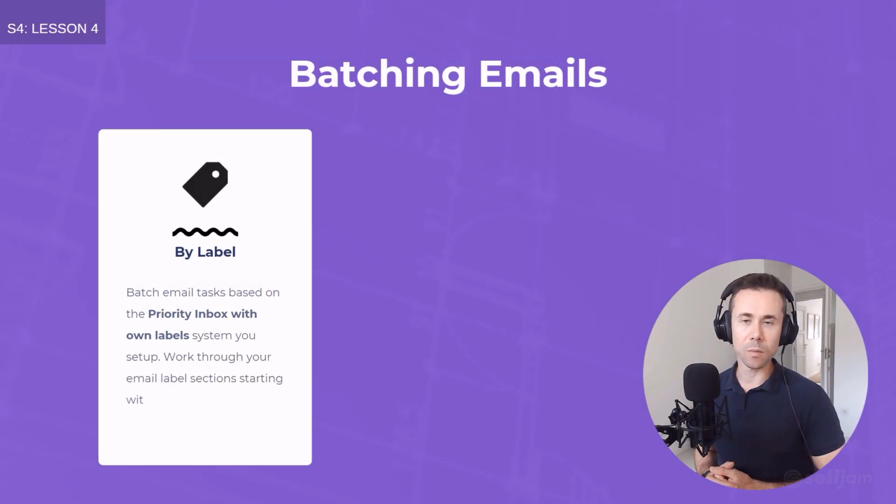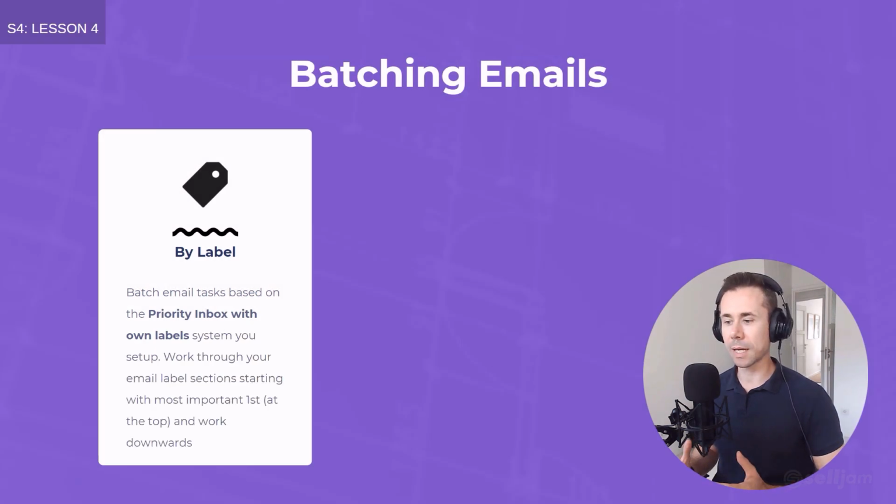The 3 batching methods we're going to be looking at are labels, priority, and time. So if we look at the first one, which is labels, this is just a system where you create the labels that are relevant to you.